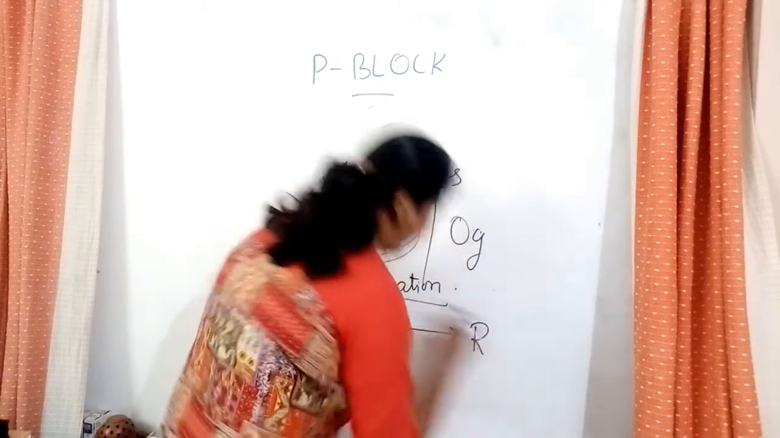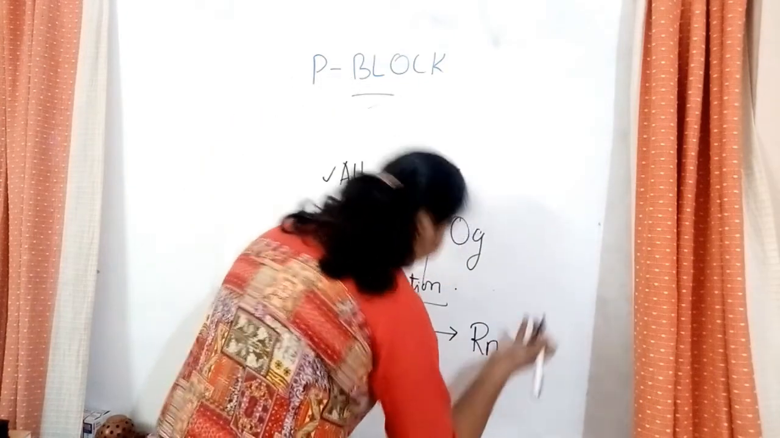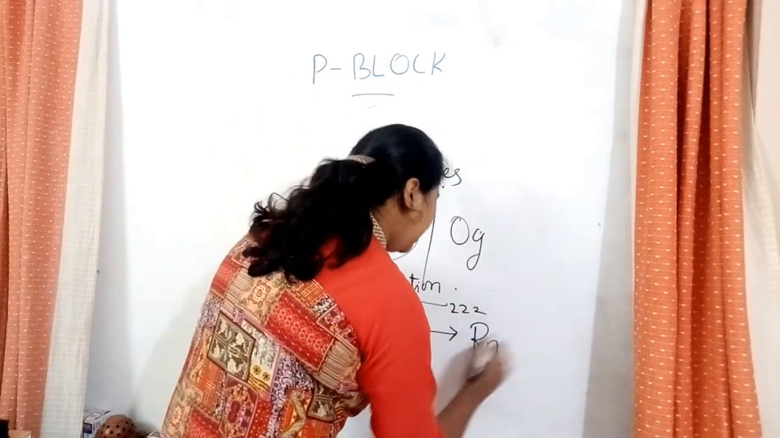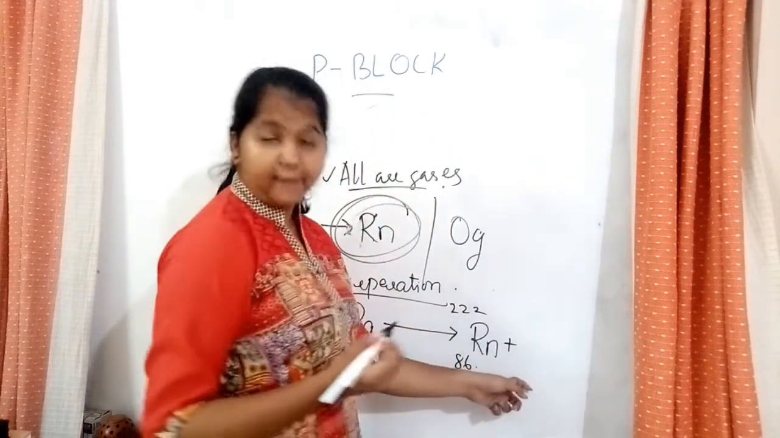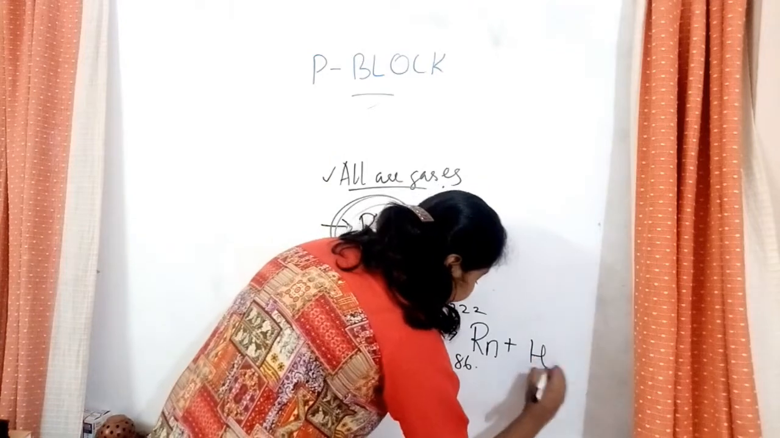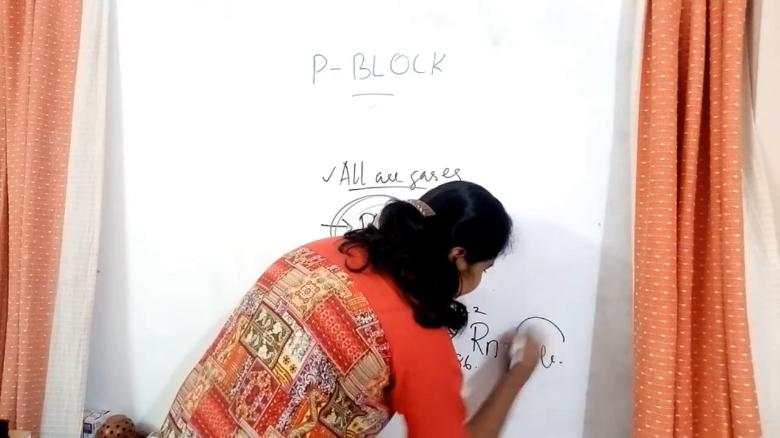They will form our compound Rn222. What is this? 86. Plus what will they form? They will form helium-4, 2. This is an isotope.